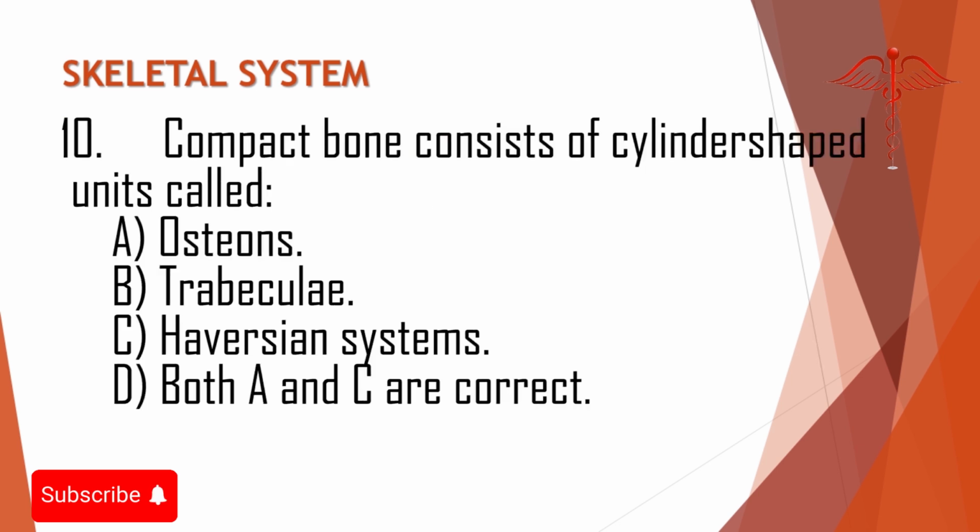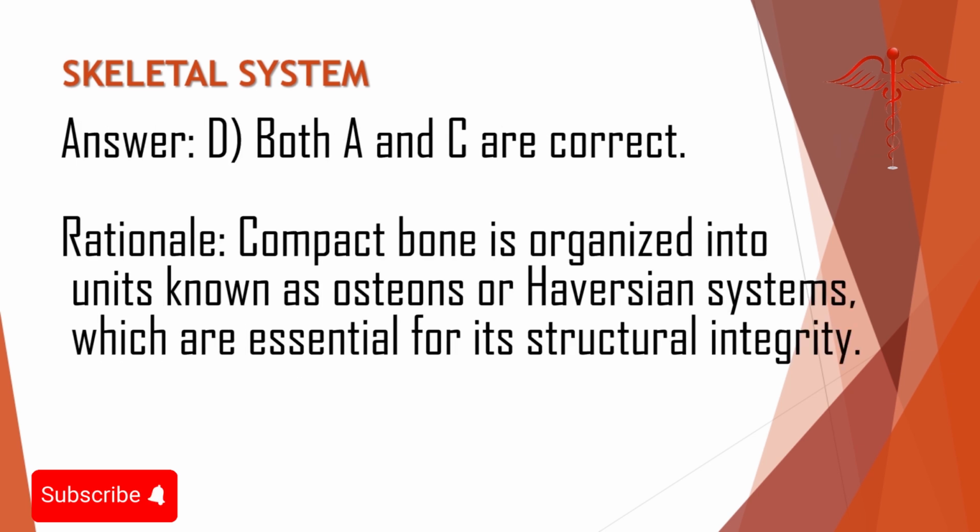10. Compact bone consists of cylinder-shaped units called A. Osteons. B. Trabeculae. C. Haversian systems. D. Both A and C are correct. Answer: D. Both A and C are correct. Rationale: Compact bone is organized into units known as osteons or Haversian systems, which are essential for its structural integrity.